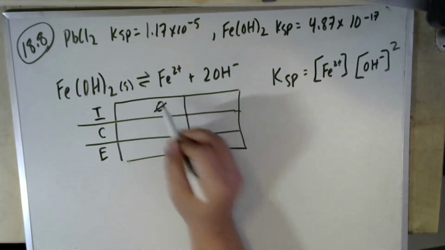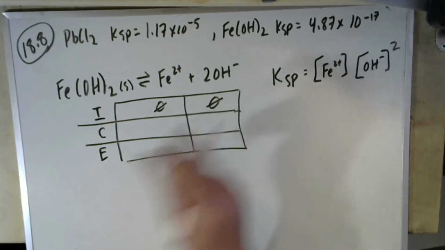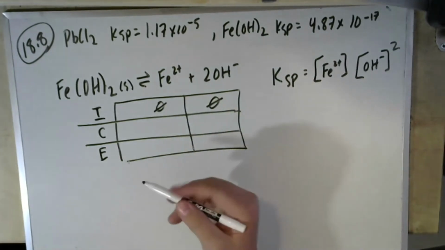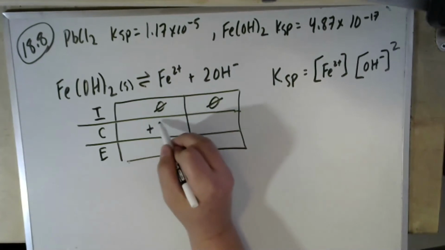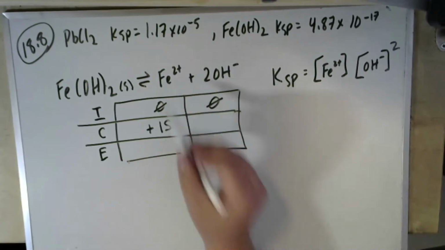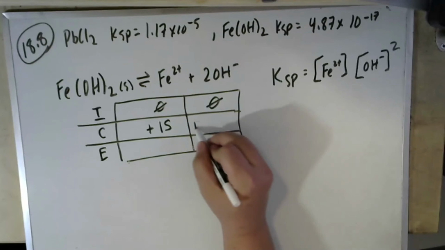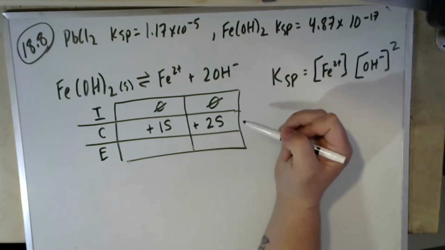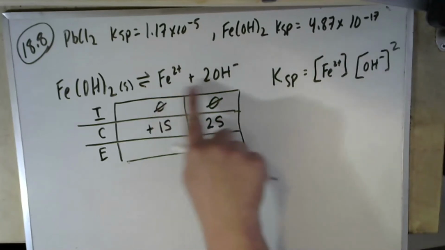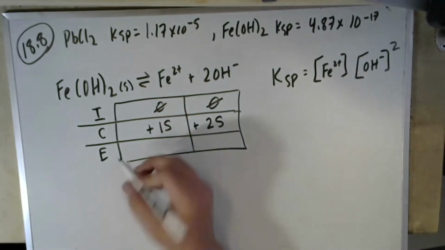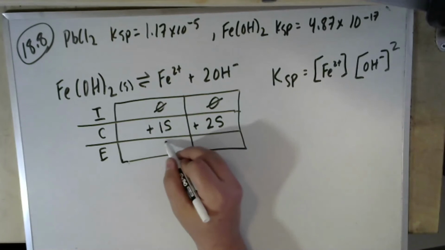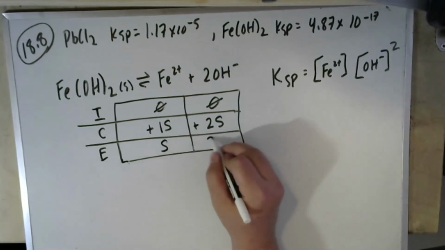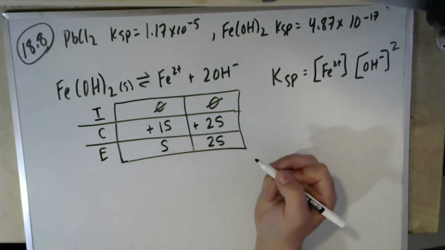So we know that our initial amounts are going to be 0, and that during the dissolution process, we're going to add 1S worth of the iron ions, and we're going to add 2S worth of the hydroxide ions. And again, that comes from the coefficients that are in front of these ions. So our equilibrium row is going to be S and 2S.